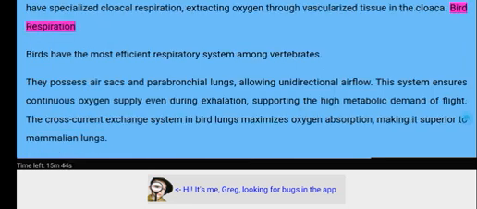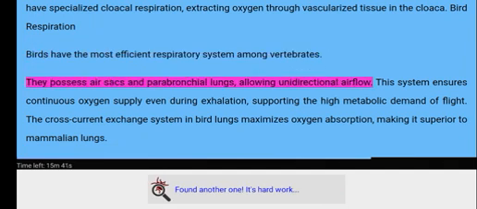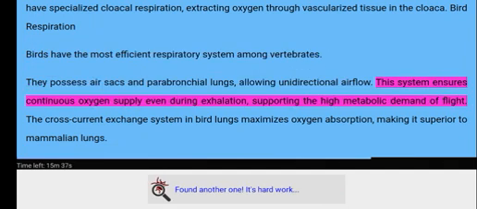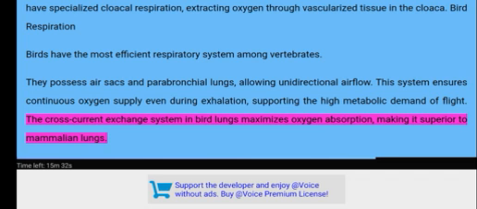Bird respiration. Birds have the most efficient respiratory system among vertebrates. They possess air sacs and parabronchial lungs, allowing unidirectional airflow. This system ensures continuous oxygen supply even during exhalation, supporting the high metabolic demand of flight. The cross-current exchange system in bird lungs maximizes oxygen absorption, making it superior to mammalian lungs.